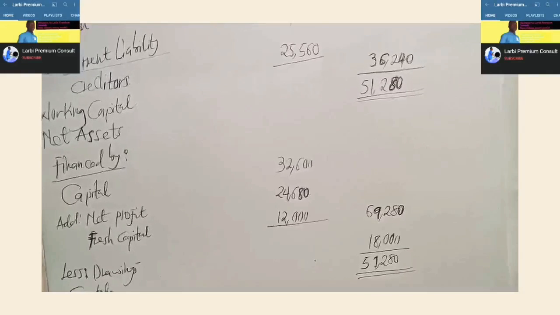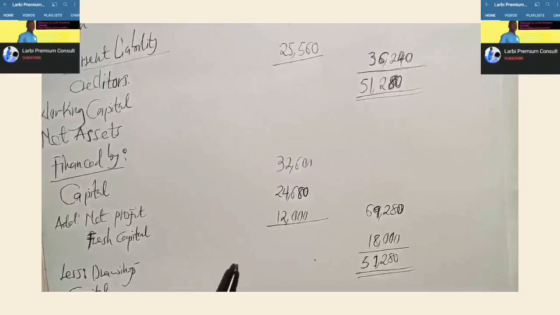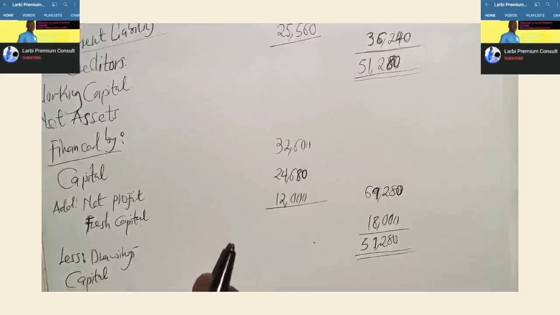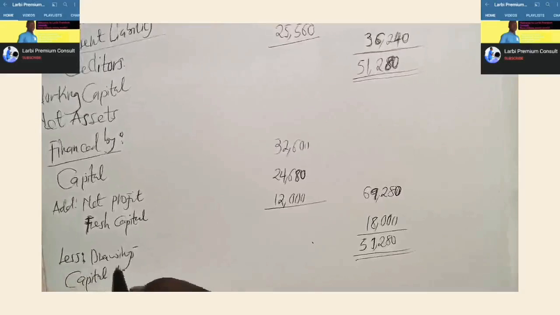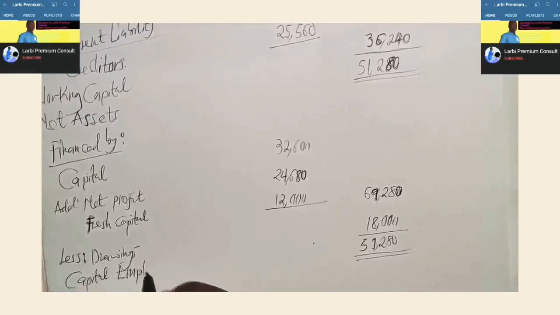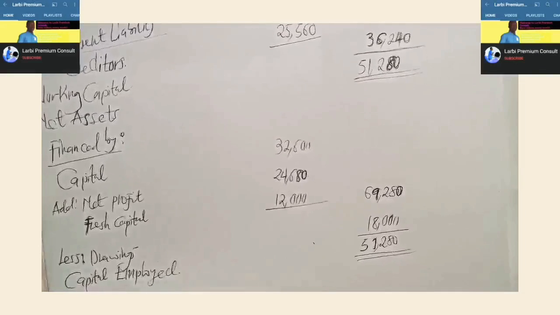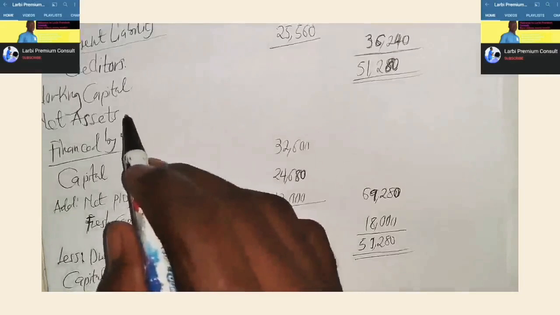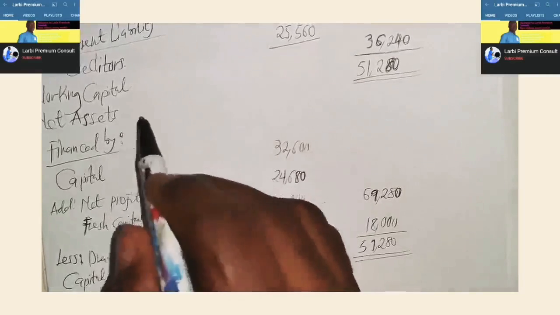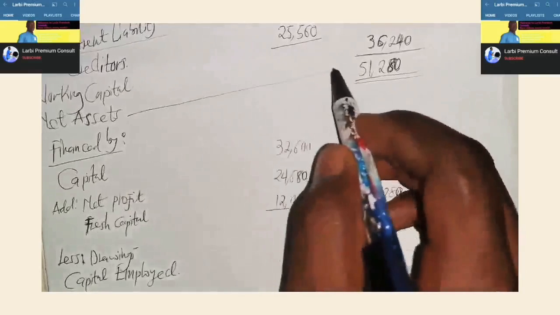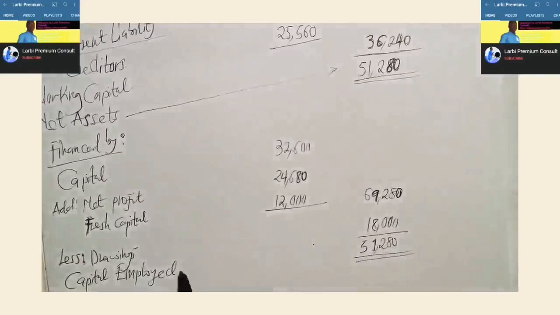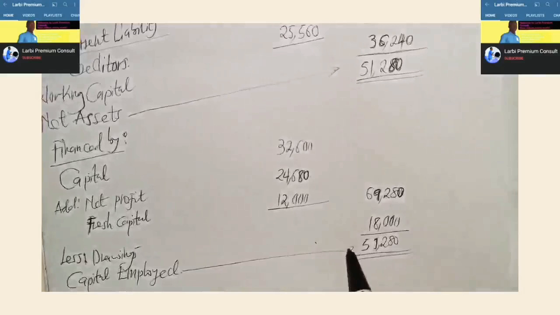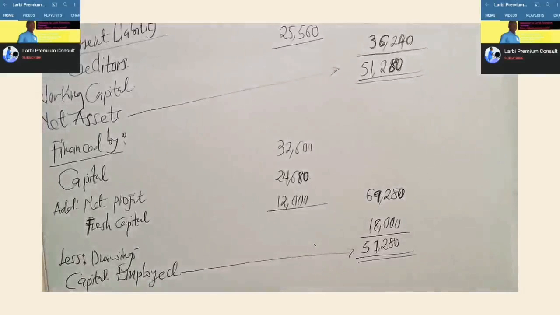So capital employed, the capital that you employed. You realize the capital employed is now equal to your net assets. In that case, this is your net assets, 51,280. You can see your capital employed is the same figure, meaning that everything has been prepared well in that case.